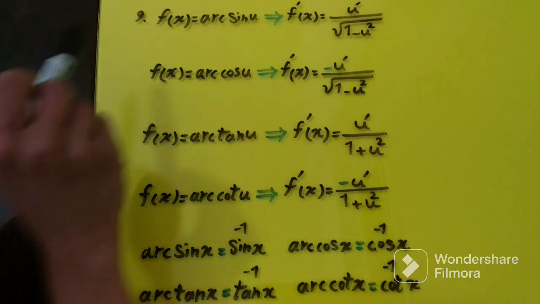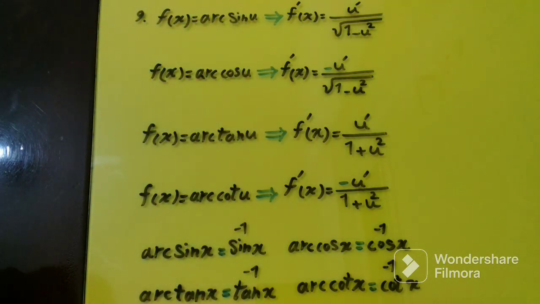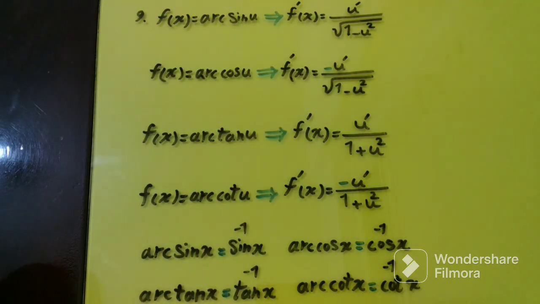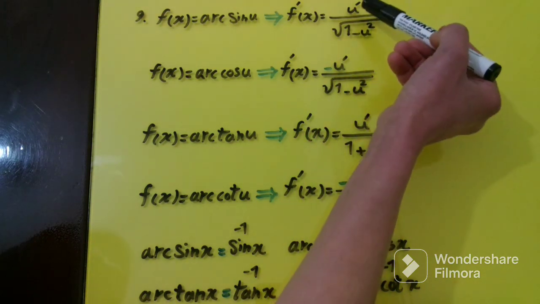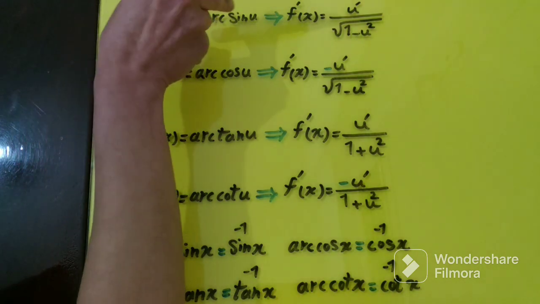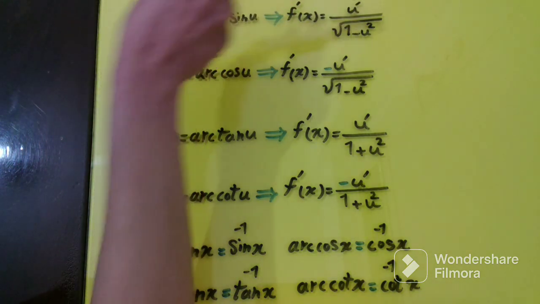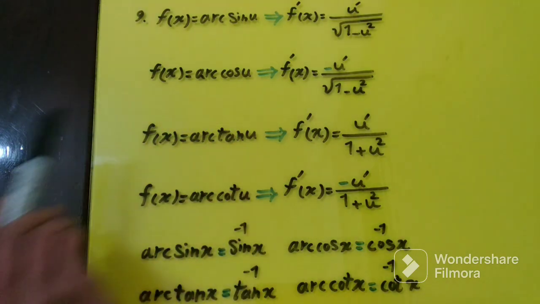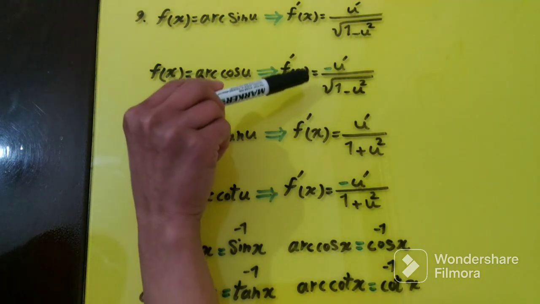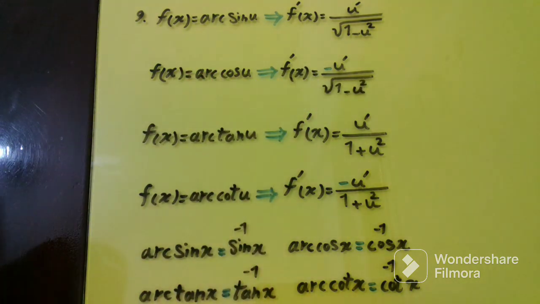How to get the derivative of arc sine u? For getting the derivative of arc sine u, first you should get the derivative of u. U is a function of x. So for up, it's u prime, and for down, it's square root of 1 minus u squared. For getting the derivative of arc cosine u, like before, first you should get the derivative of u. It's u prime. But be careful, there is a negative here. And for down, it's square root of 1 minus u squared.